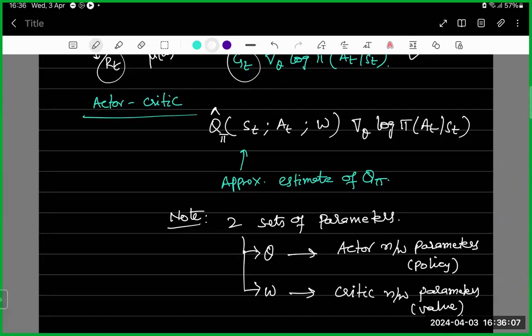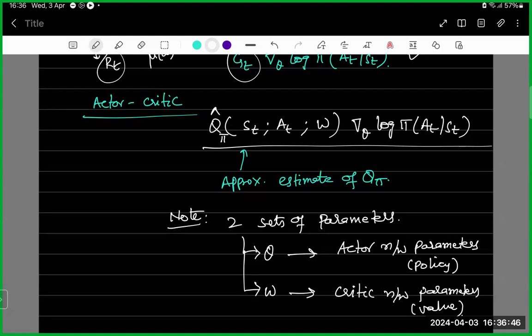Okay. Is this fine? So you know the update rule for theta, right? The update rule for theta is theta new equals theta old plus some small constant times this one. That is your update rule for theta. What will be your update rule for W? How do you learn W? Just now I have shown how we are learning V pi of S, like V hat of S. Similar to that.